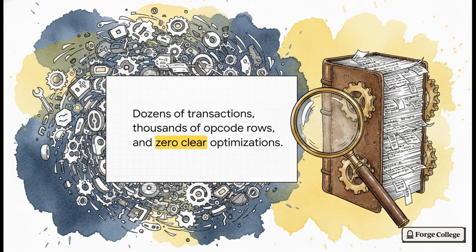Because, frankly, here's the harsh reality. If you jump straight into raw JSON trace data without a plan, it's just utter chaos. It's unscoped tracing. I mean, it's literally the equivalent of reading the entire English dictionary from A to Z just because you're trying to find a single typo. Or, going back to our mechanic, it's like trying to optimize a race car by just randomly unscrewing bolts and hoping it goes faster. You'll end up completely drowning in dozens of transactions and thousands of opcode rows. And the result? Absolutely zero clear optimizations. It is just a massive waste of your time.